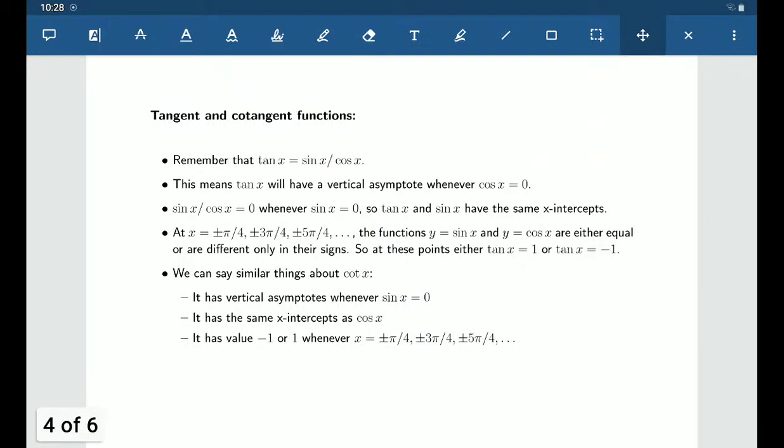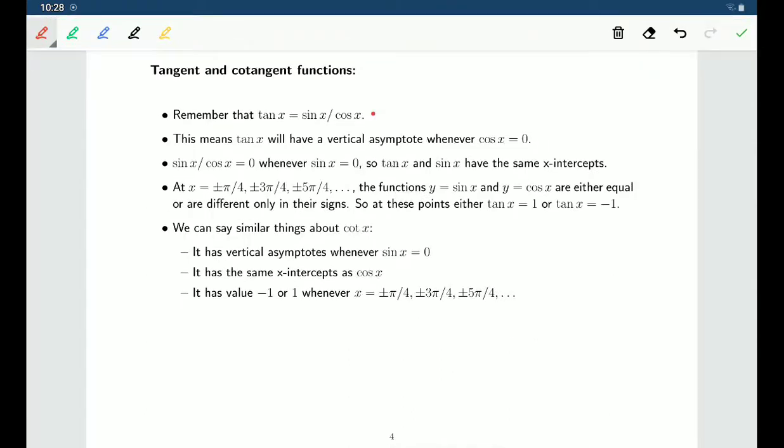Now we could say similar sorts of things about tangent and cotangent with a little bit of extra work because, of course, tangent is the ratio of sine to cosine. Tangent of x is sine of x divided by cos of x. So since cos of x is in the denominator, wherever cos of x is 0, that's where we'll have vertical asymptotes.